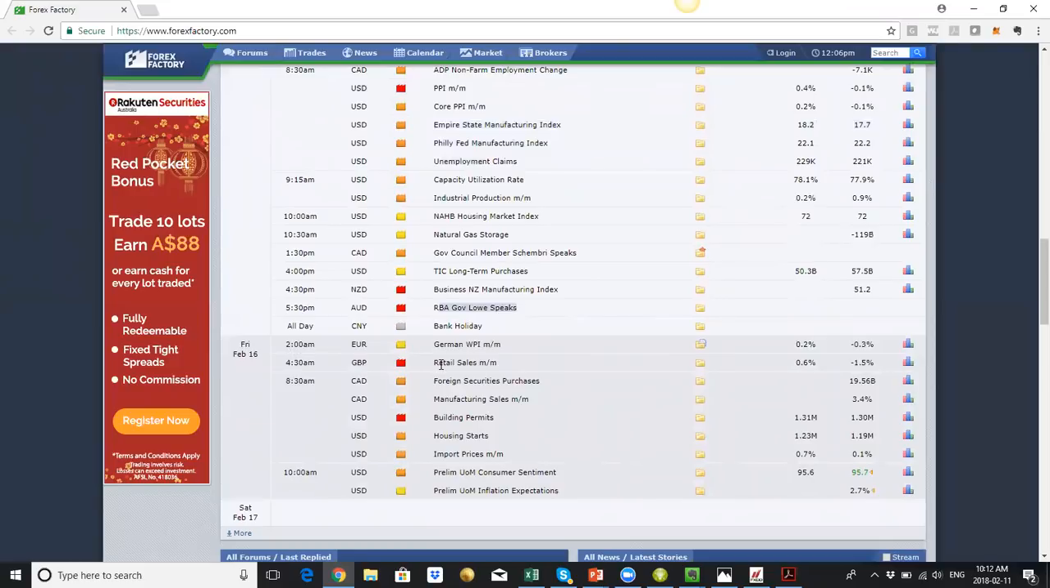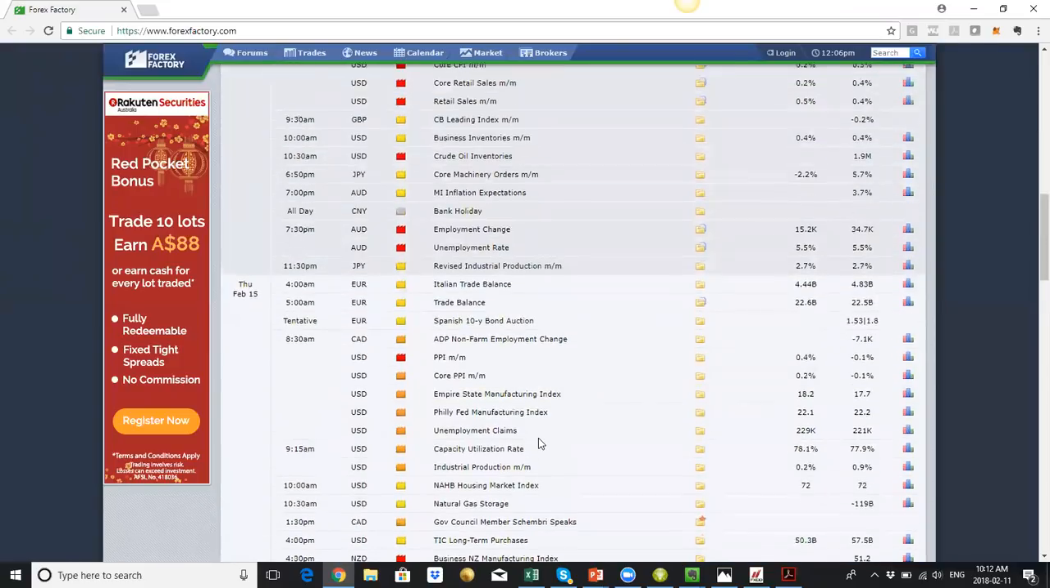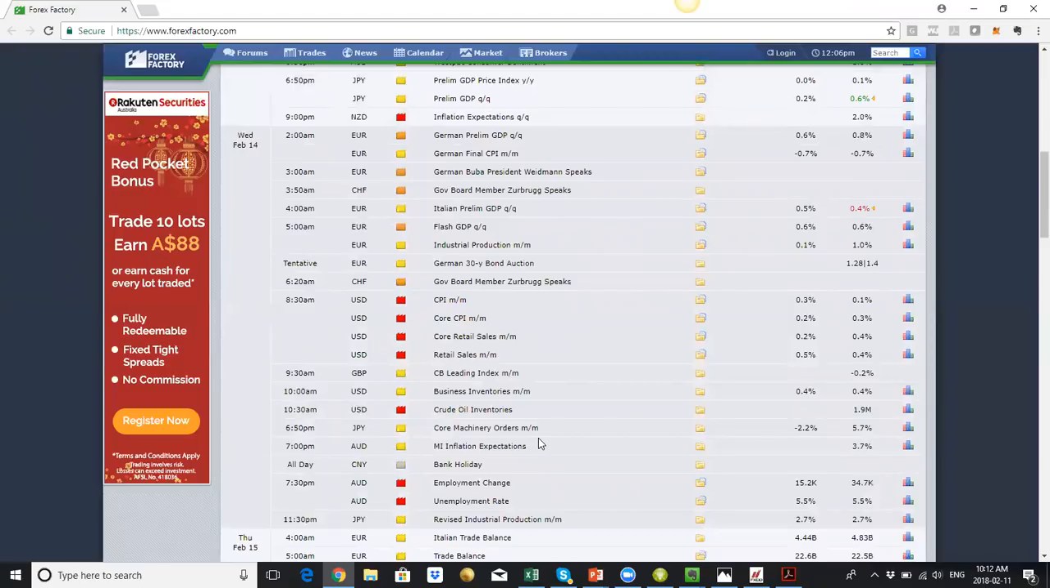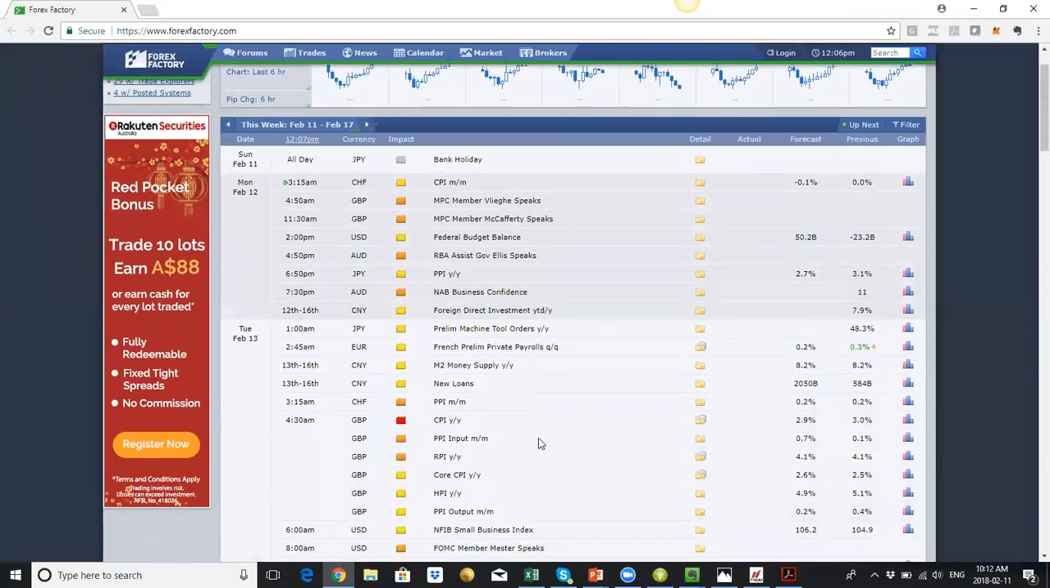And then going into Friday, we have retail sales and building permits. All in all, this is a better week in terms of data than we saw last week, with all the different central bankers speaking and so forth. So this is slightly better in terms of not getting too disrupted by the news events.